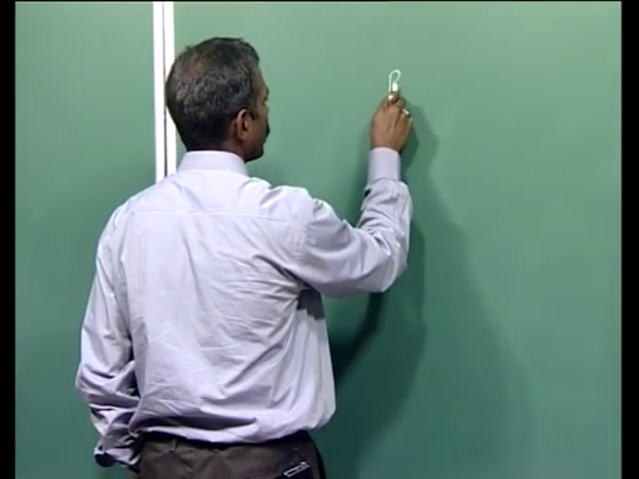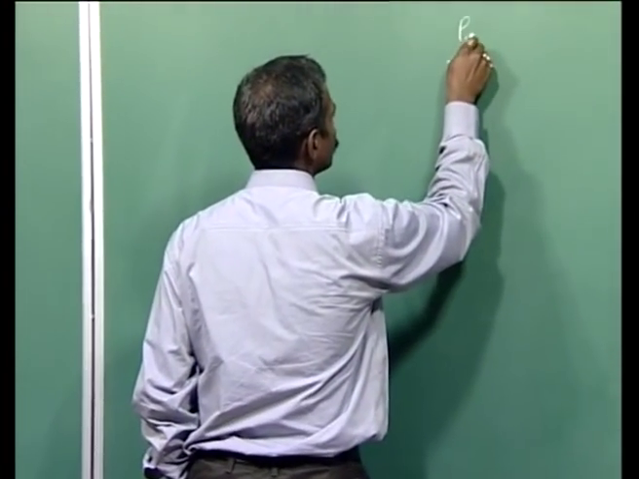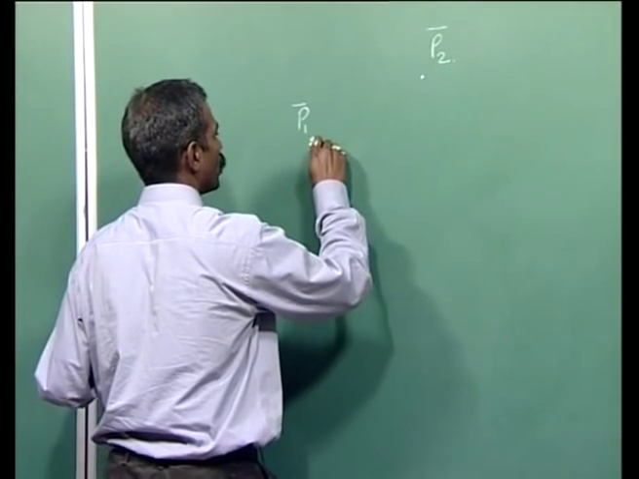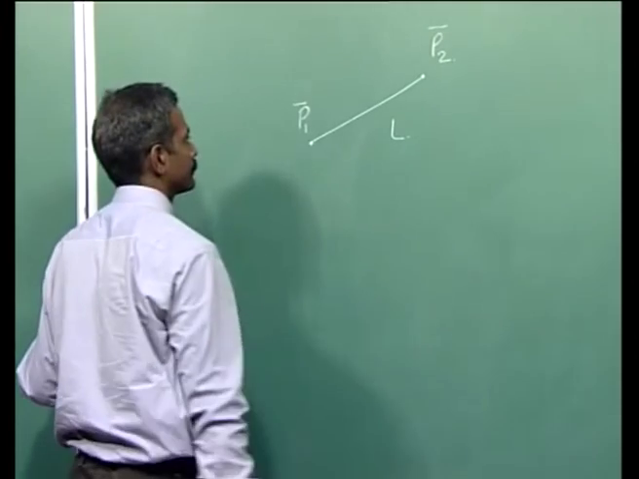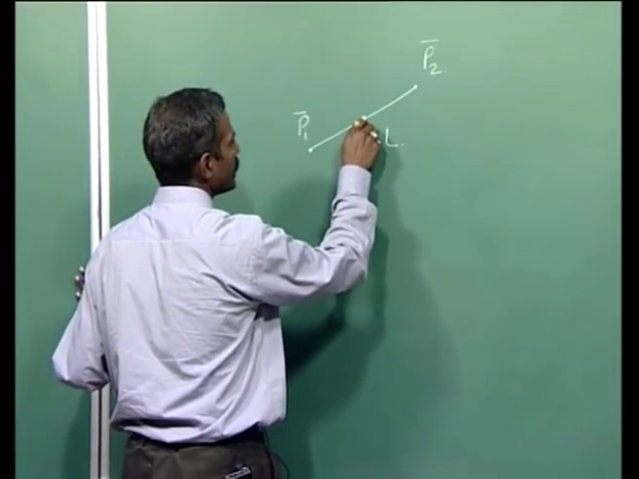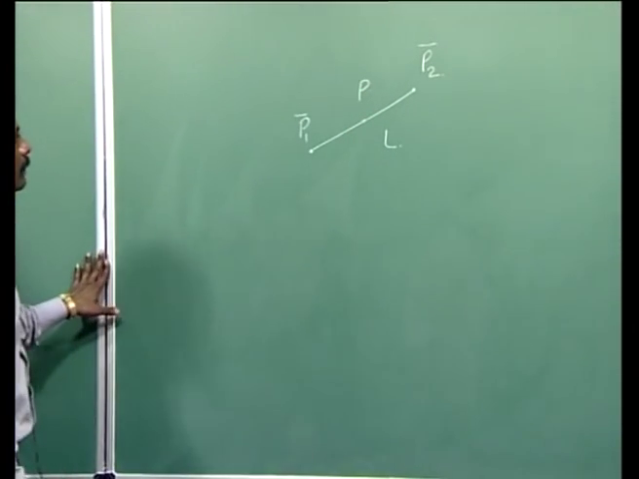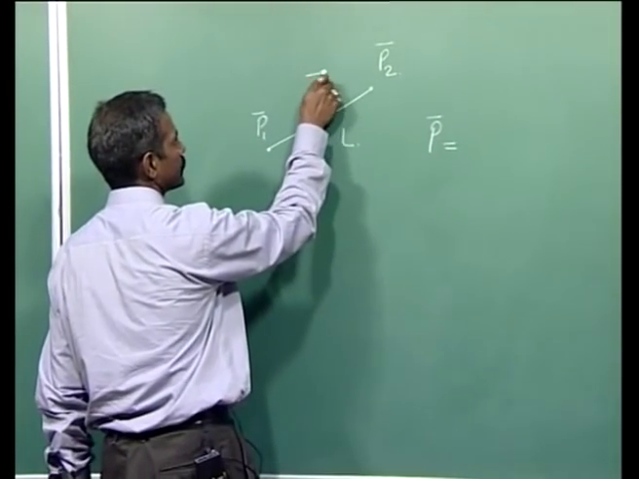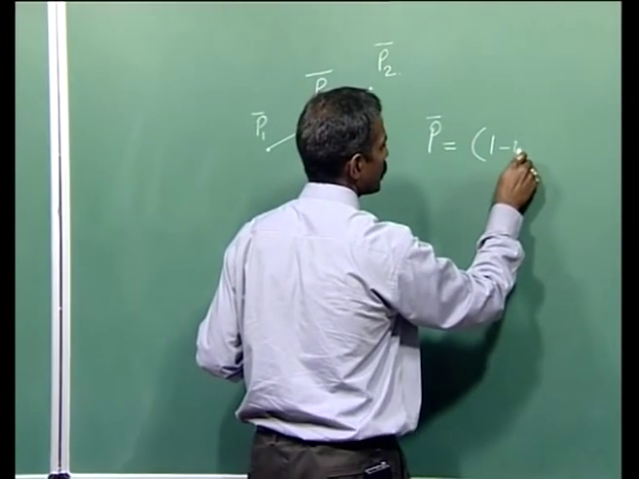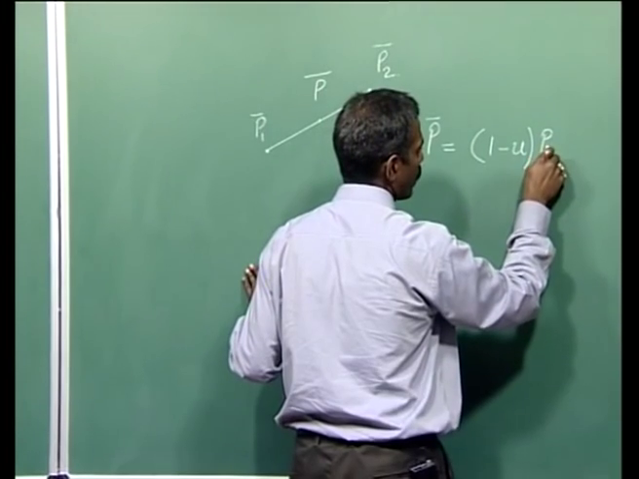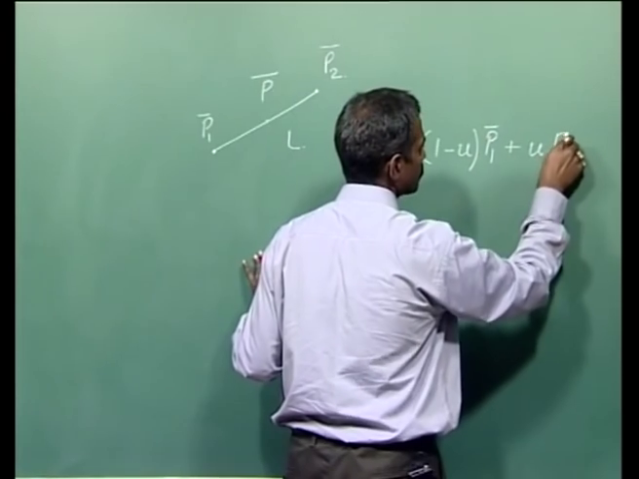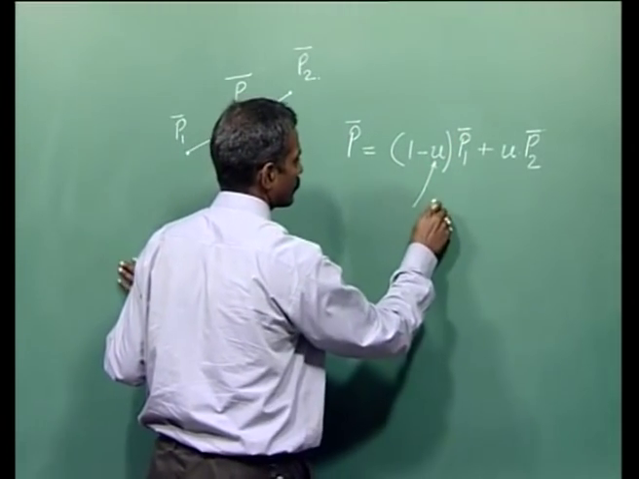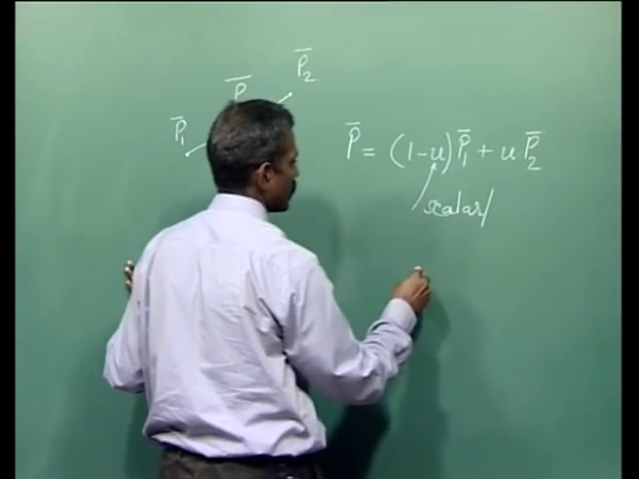Let's say we have some position vector P1 and another point P2. These are position vectors. And we have a line joining these points. Line is L. Any point P lying on this line can be expressed in the parametric form. That is, P equals one minus U, this is a scalar here, times P1 vector plus U times P2 vector. U, as I mentioned before, is a scalar or a parameter.